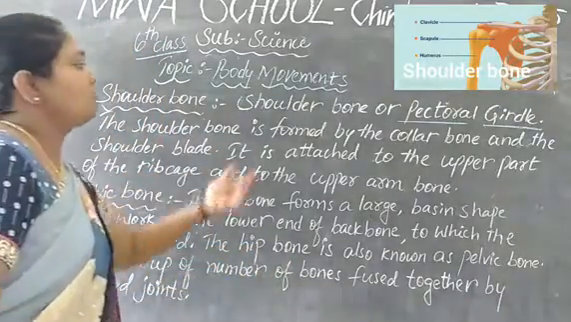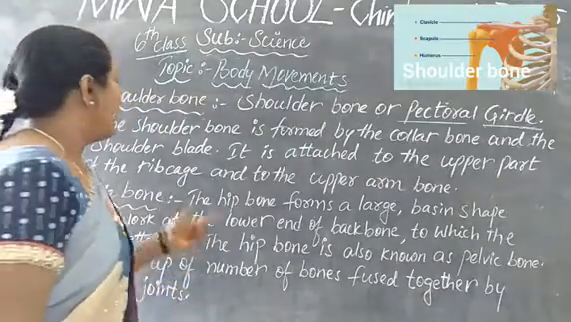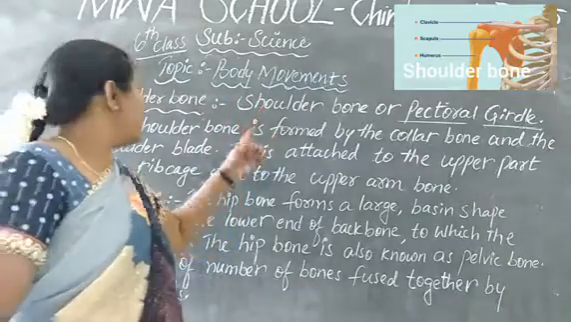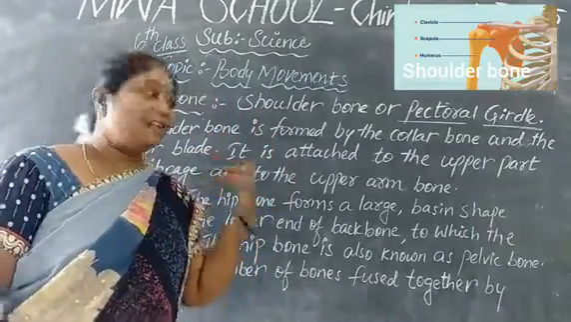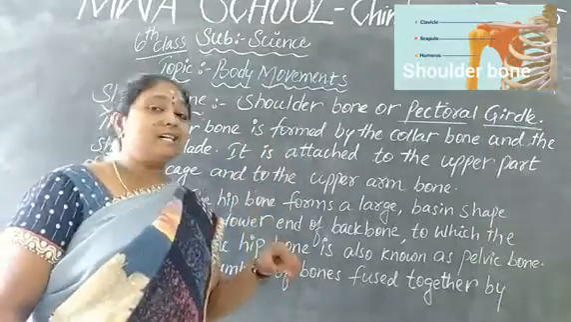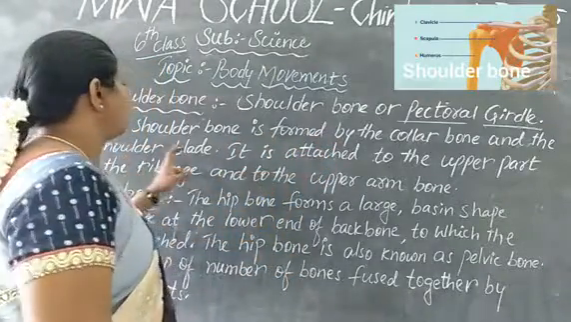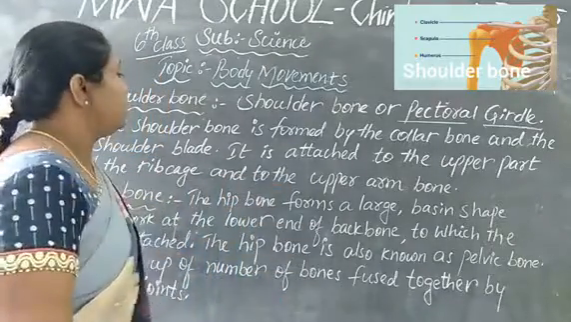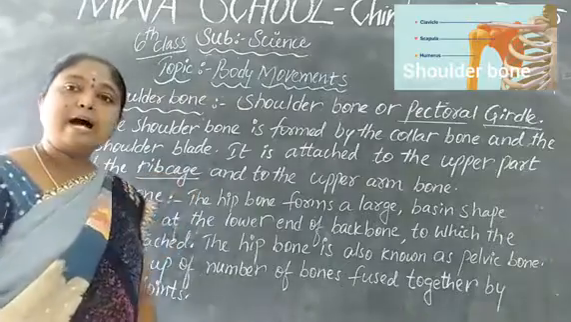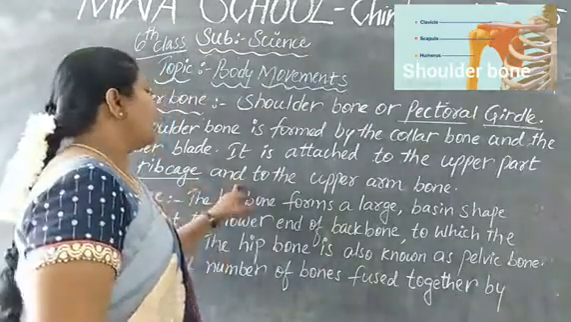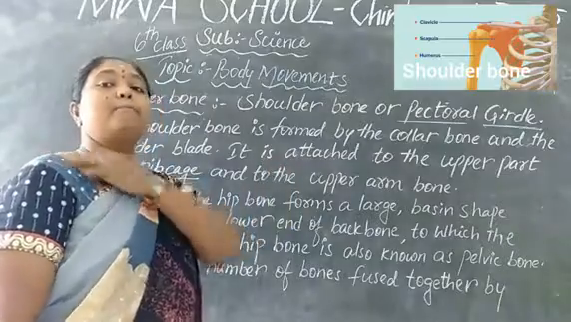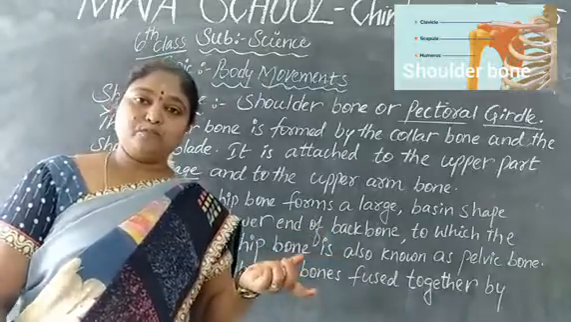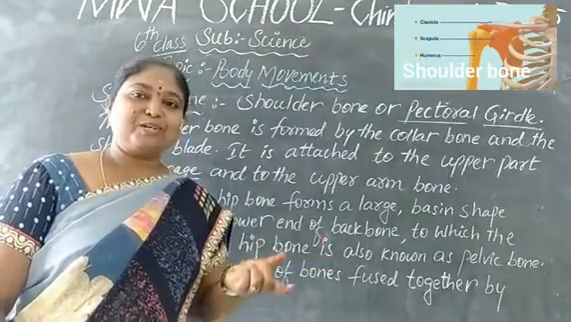The shoulder bone is formed by the collarbone and the shoulder blade. You can see the picture there, children. I am showing the picture of the shoulder bone. It is formed by the collarbone and the shoulder blade. It is attached to the upper part of our rib cage and to the upper arm bone. So which bone is that? It is the shoulder bone.